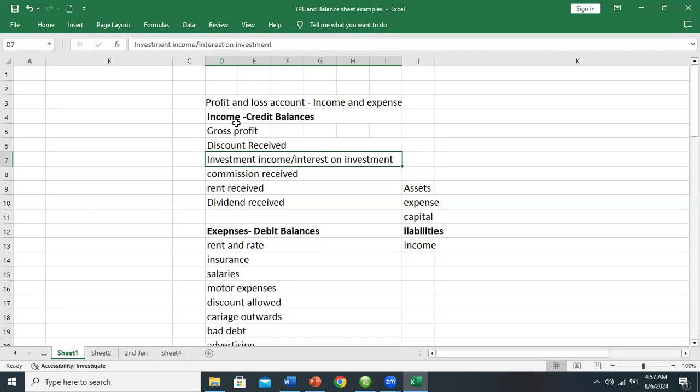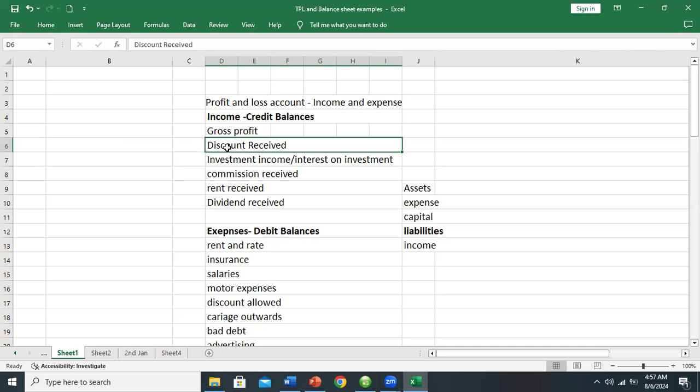Under income: gross profit, discounts received, investment or interest on investment, commission received, rent received, and dividend received. Please, is there any of the items that you don't understand? Prompt me so that I explain.